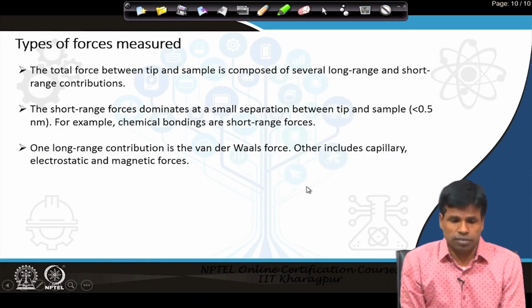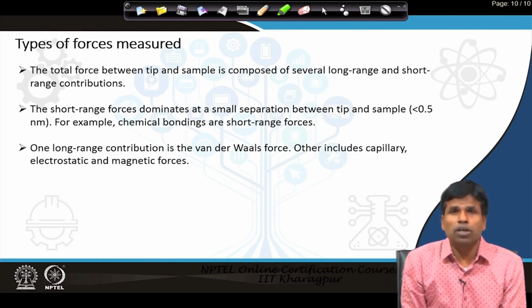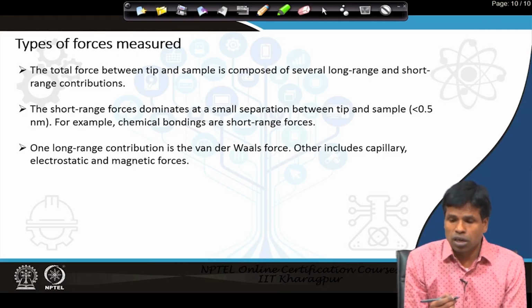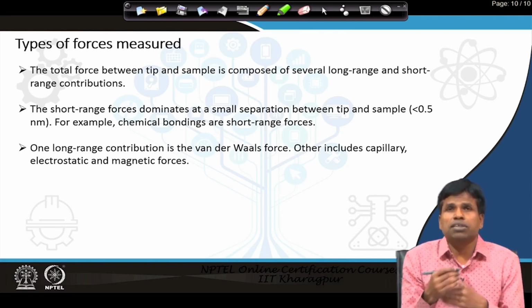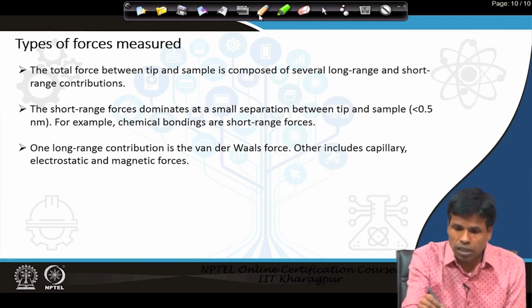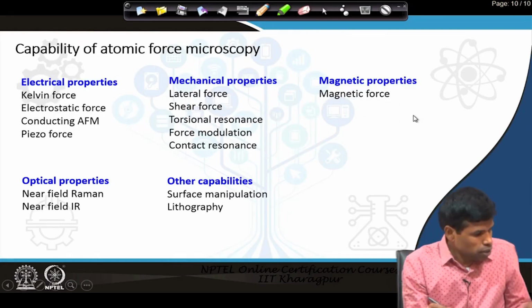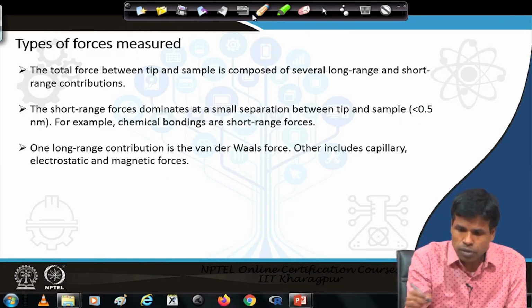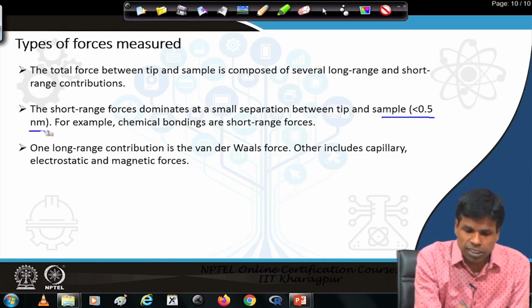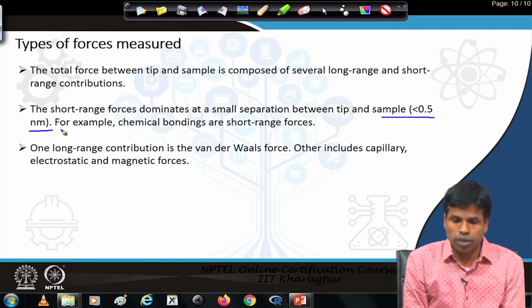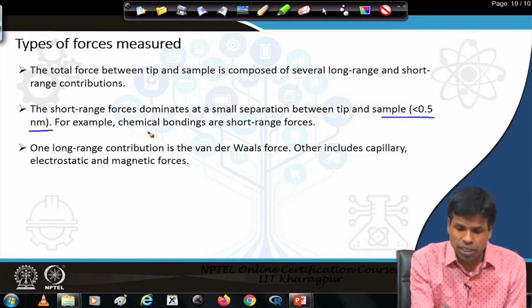So, there are different forces. The total force between the tip and sample is composed of several long range and short range forces. Short range forces include chemical bonds, different types of bonds. The short range forces act when the distance between the tip and sample is less than 0.5 nanometer, such as chemical bonding etc.